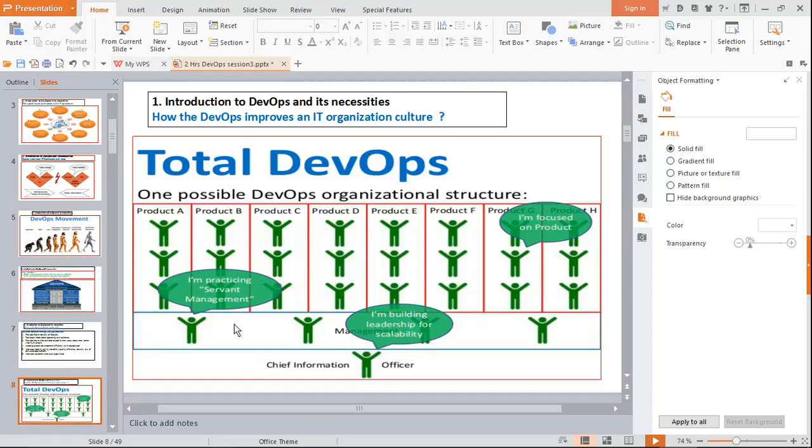Then another guy says I am building leadership for scalability. Obviously the CIO, Chief Information Officer, will be responsible to show the benefit by implementing this kind of culture practices in the infrastructure areas. Obviously he is building leadership for scalability of the organization through DevOps practices. And another guy will say I am focused on product. As the product owners are there, they all are working for the product centric activities, as we have seen in the HUT diagram. With that they'll be focused more and more to satisfy the business customers also. We'll move to next slide.